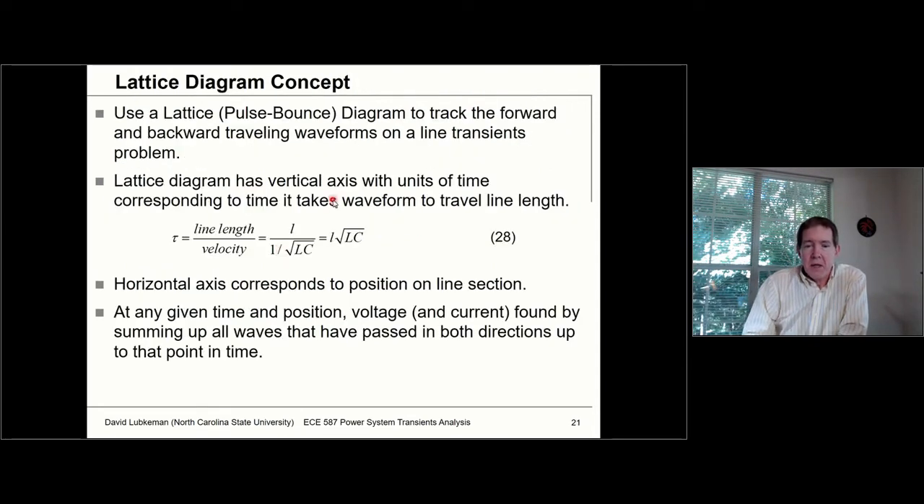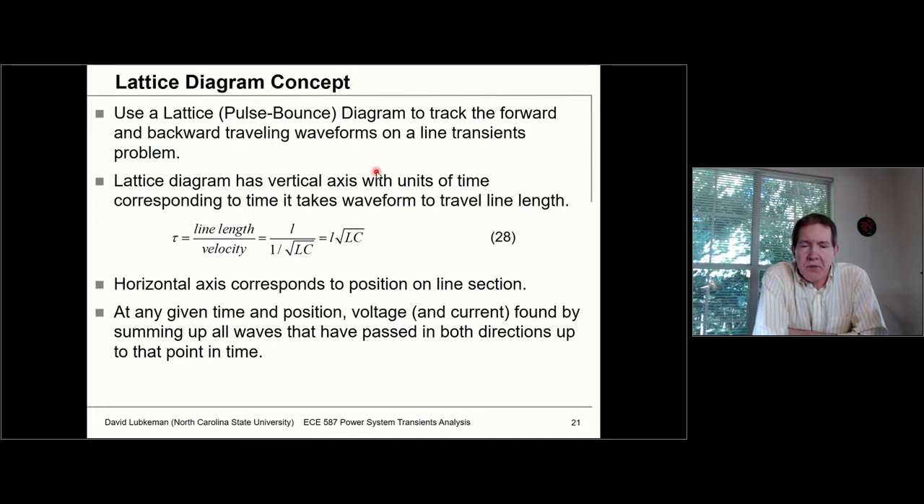All right. So now, as far as doing the bookkeeping, we need a tool in order to do these calculations if we want to do them by hand. And that would be through the use of what I refer to as a lattice diagram. Pulse bounce is another word, Bewley diagram. There's a lot of different names for this. But basically what this does is it's used to track the forward and reverse, backward traveling waves.